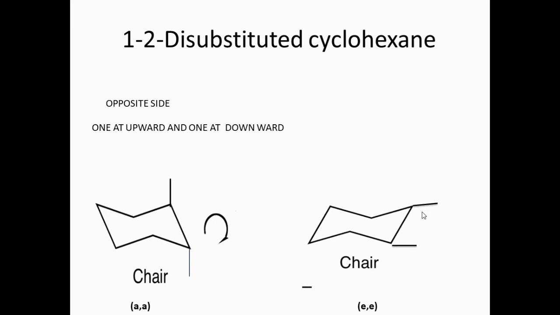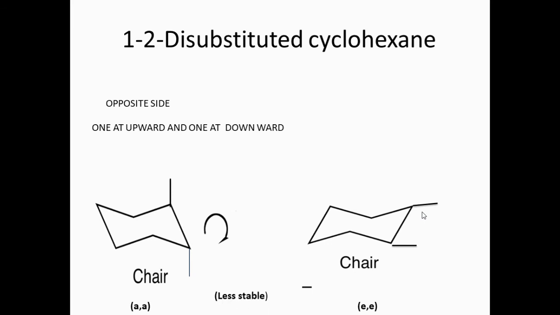The cis conformation is axial-equatorial. Among these, which one is more stable? You know that axial substituents always have 1,3-diaxial interactions. So the conformer where the substituents occupy equatorial positions will be the most stable. So the trans diequatorial conformer is the highly stable form.